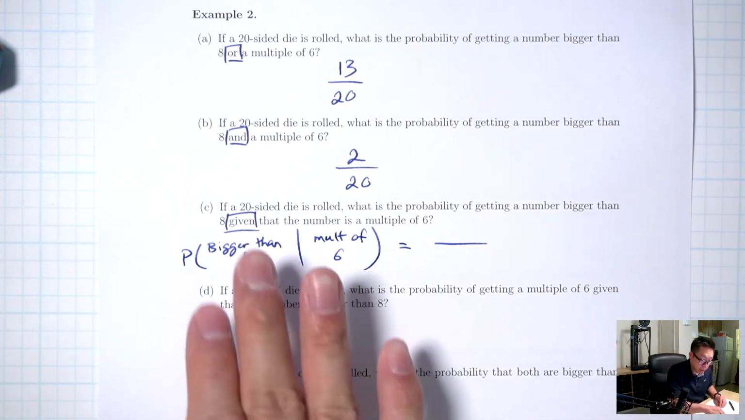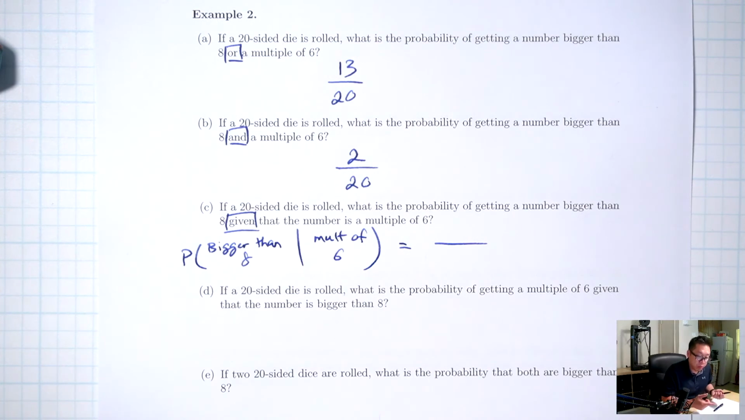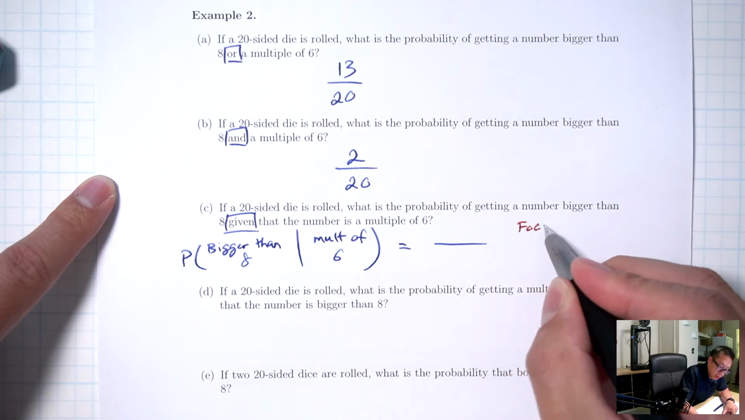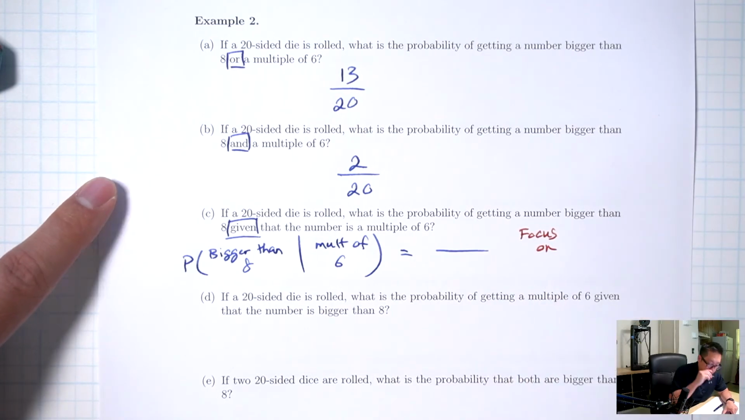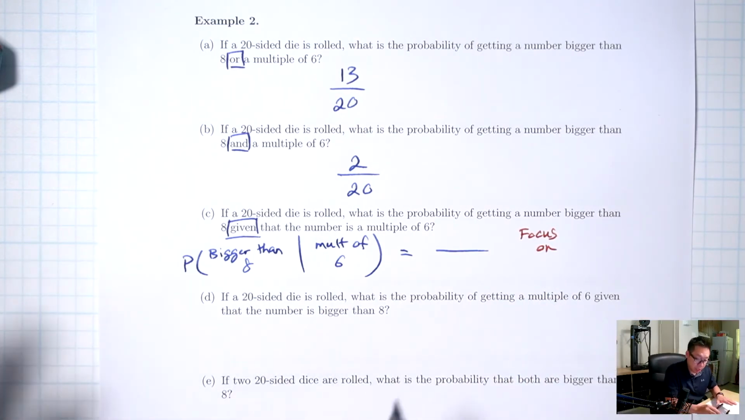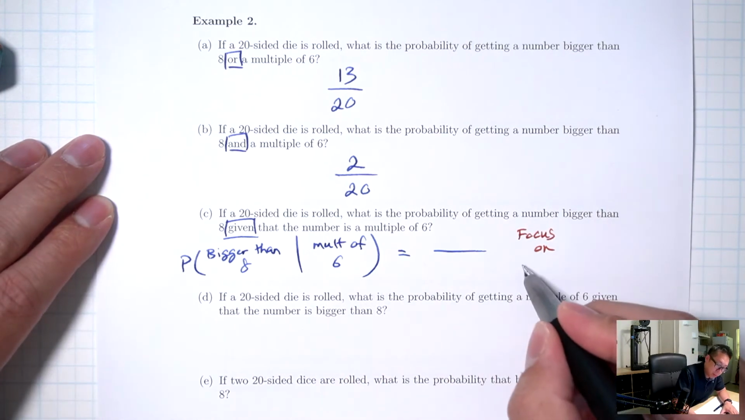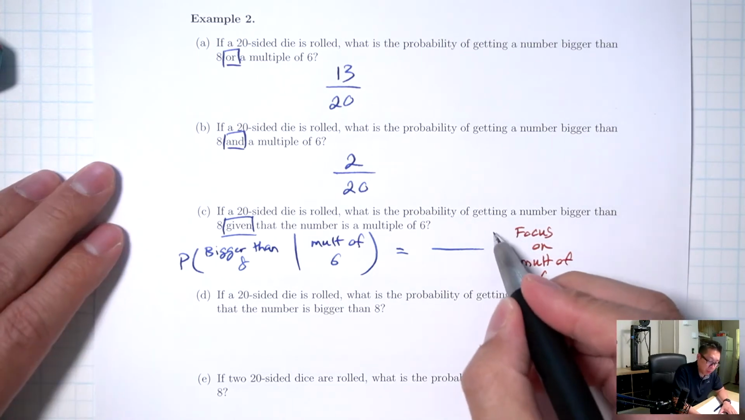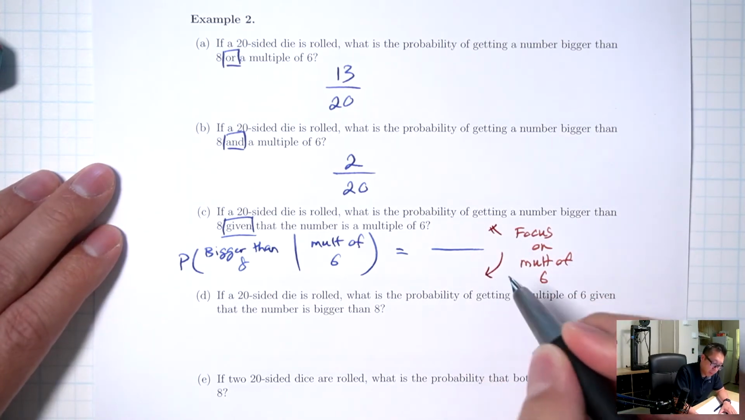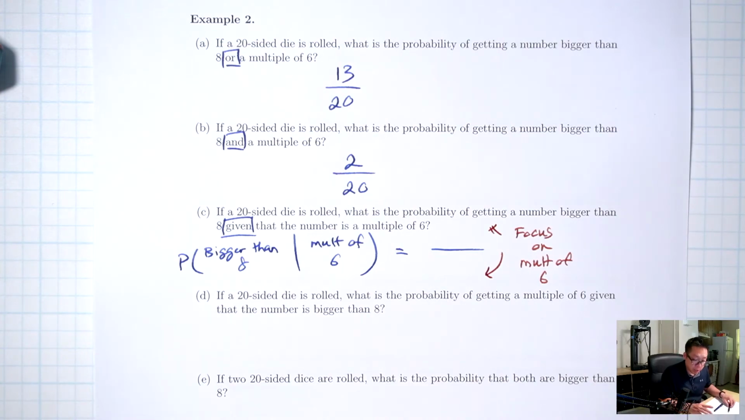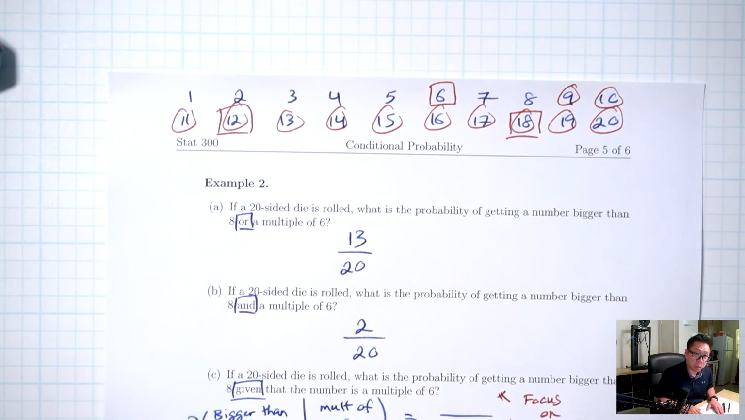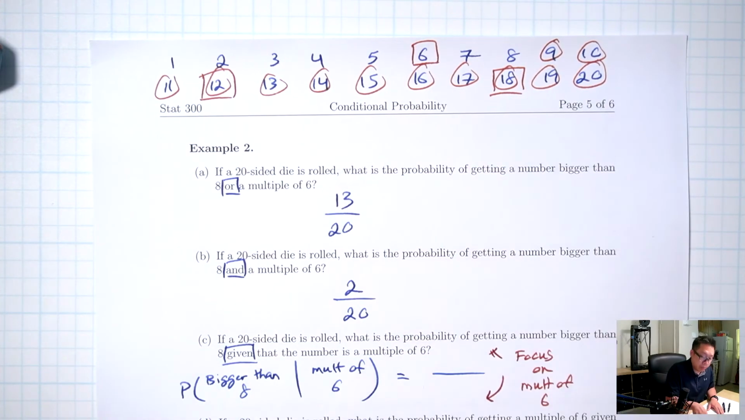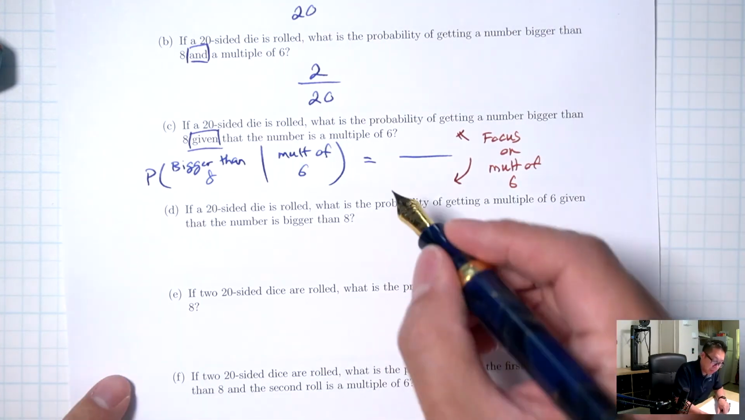Anytime you have a conditional probability, you should focus on some numbers. So what should we focus on? You should focus on the given part, which is the second part, multiples of 6, for the top and the bottom. So focusing on just the multiples of 6, which are the boxes, how many are there total? 3. Okay, so that's the total for the bottom.